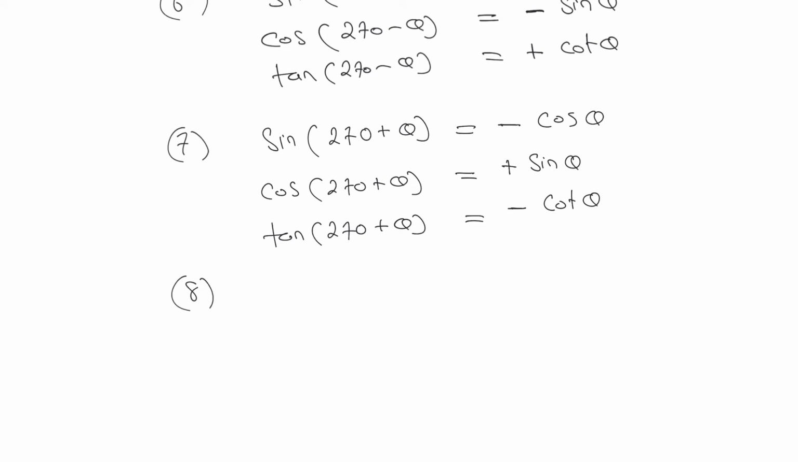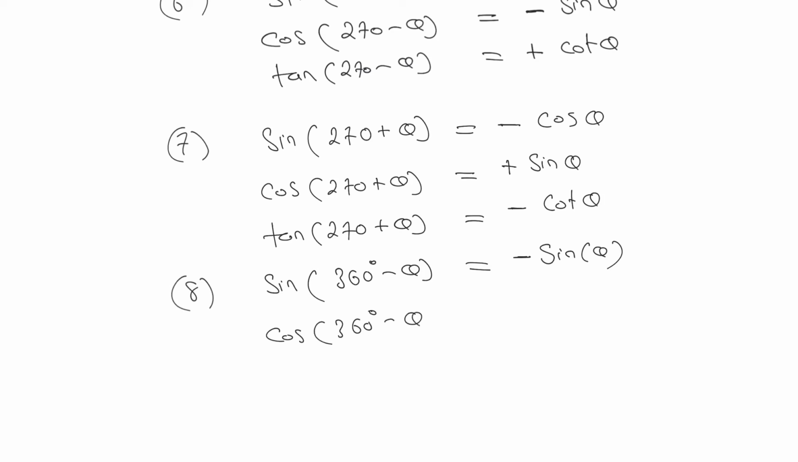Now we can write the next case, that is sine 360 minus theta. 360 minus theta or 0 minus theta or minus theta, all are the same. So sine 360 minus theta is in the fourth quadrant, and in the fourth quadrant sine is negative, so it will be equal to minus sine theta. And cos of 360 minus theta will be equal to plus cos theta, and tan of 360 minus theta will be equal to minus tan theta.